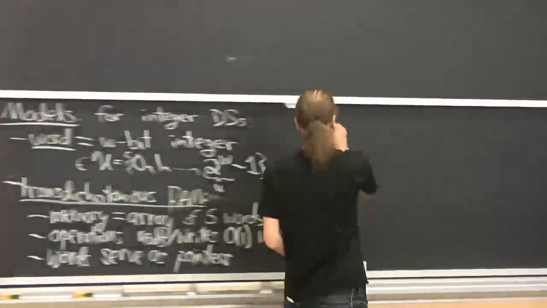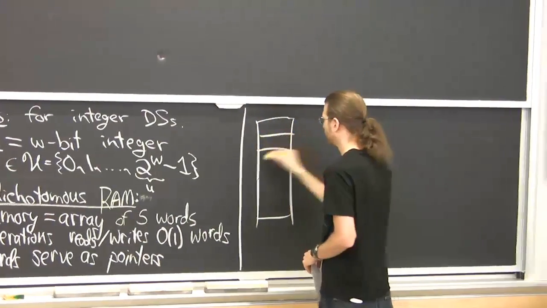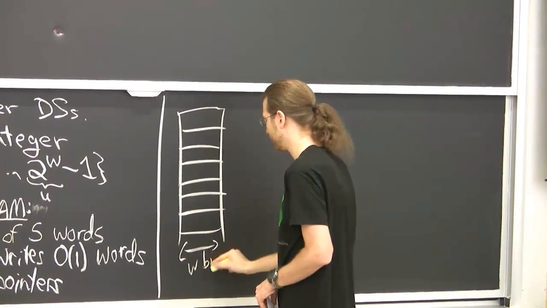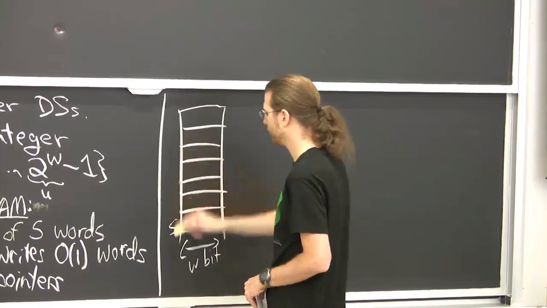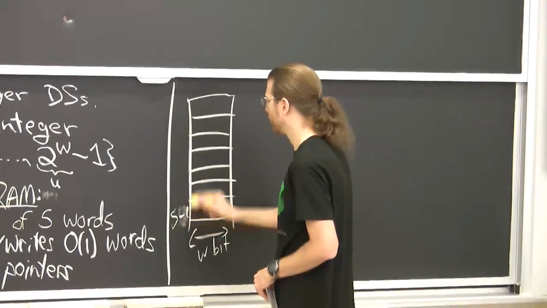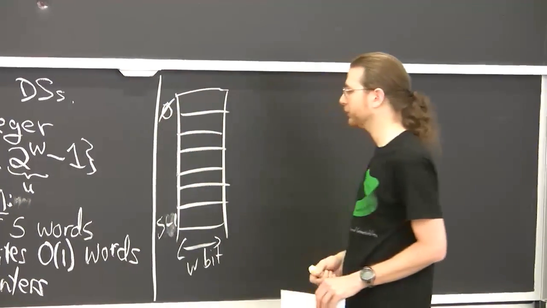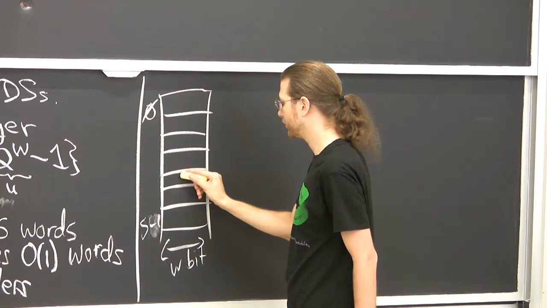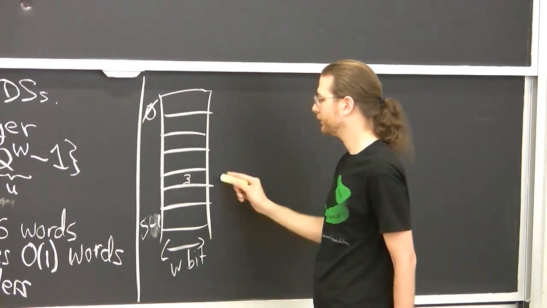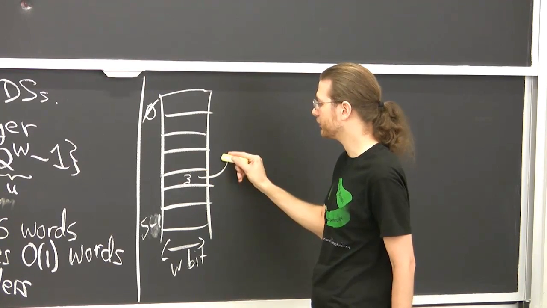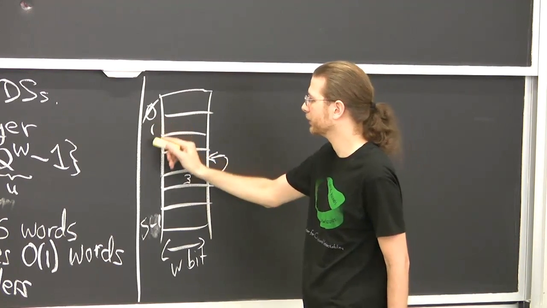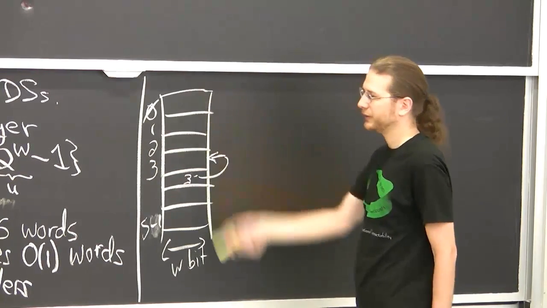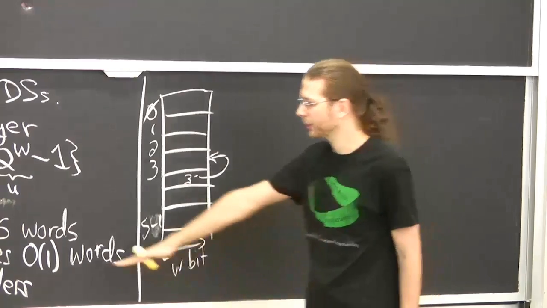Here's my memory of words. Each of them is W bits. There's S of them from, I guess, 0 to S minus 1. And if you have like the number 3 here, that can be used as a pointer to the third slot of memory: 1, 2, 3. You can use numbers as indexes into memory. So that's what I mean by words as pointers.